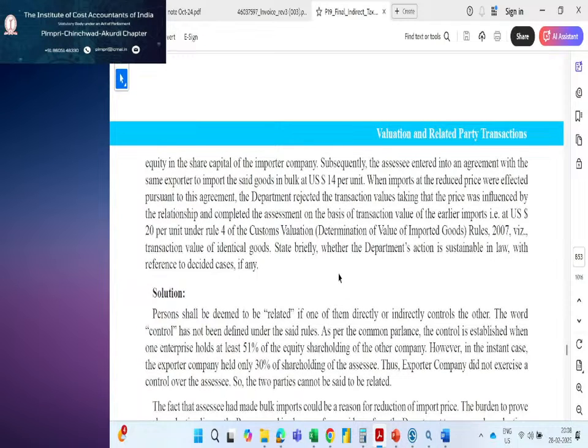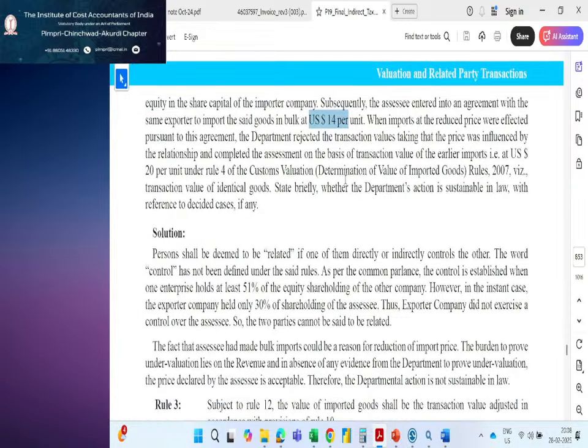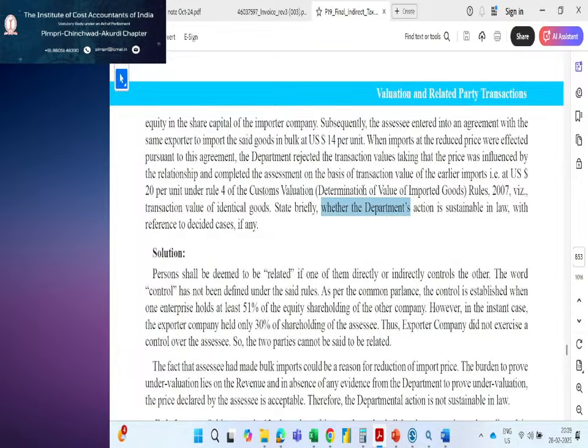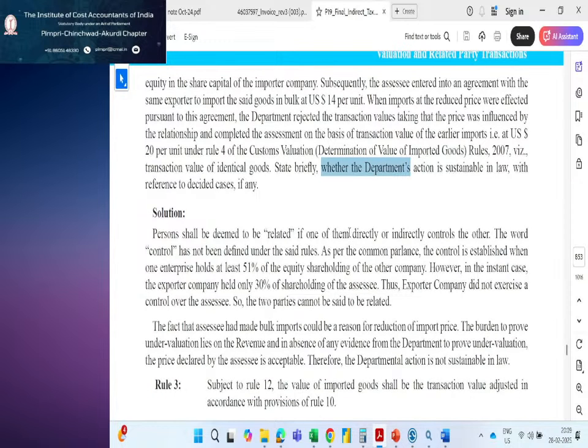So why is there a reduction in the price? Because of the bulk quantity purchase, that may be the reason. So the department action is not sustainable. They don't have anything to prove actually. So their action in this particular case is not sustainable. So in this way we can present it.